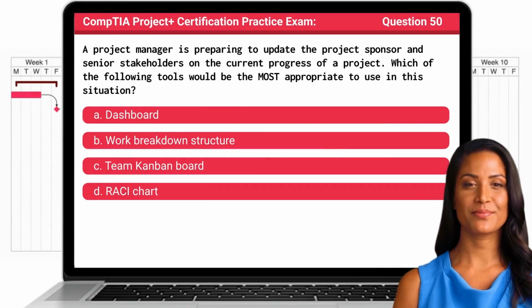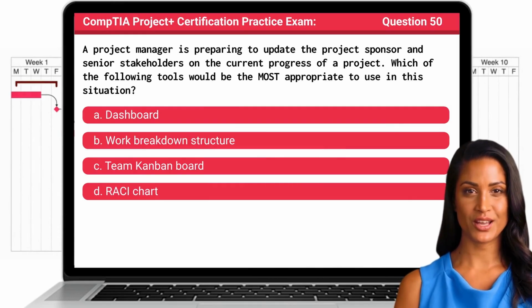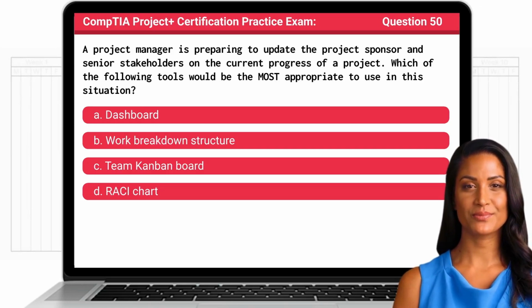Question 50. A project manager is preparing to update the project sponsor and senior stakeholders on the current progress of a project. Which of the following tools would be the most appropriate to use in this situation?